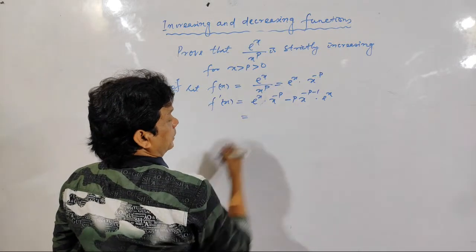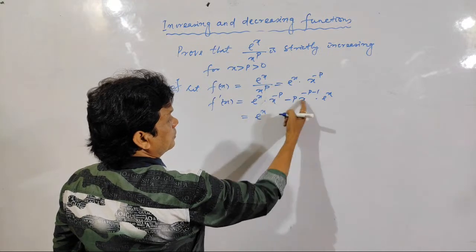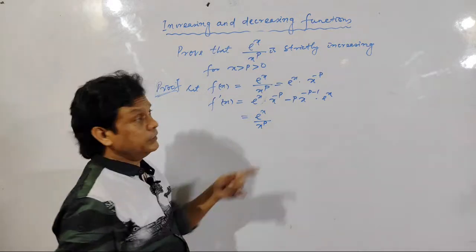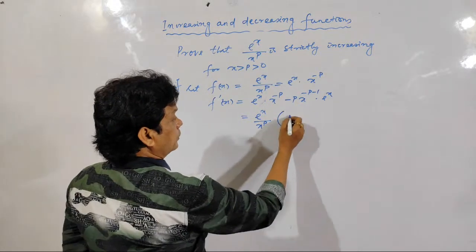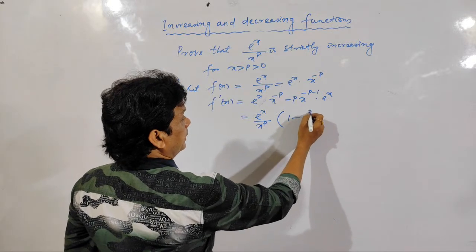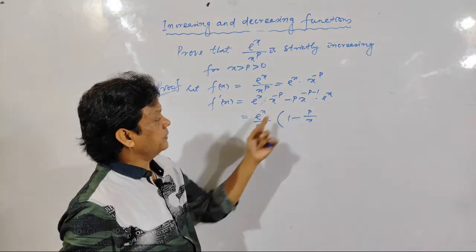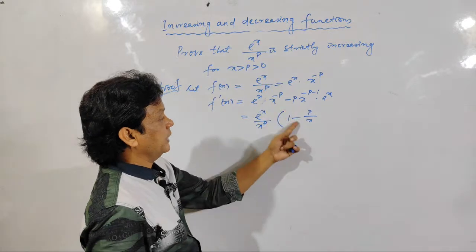So take common. e to the power x is common and x to the power minus p is common. You are taking x to the power minus p common, so it becomes e to the power x by x to the power p. So it is 1 minus p by x, because x to the minus 1 remains. x to the minus p I have taken outside and x to the minus 1 is there, so 1 by x, and here minus is there.